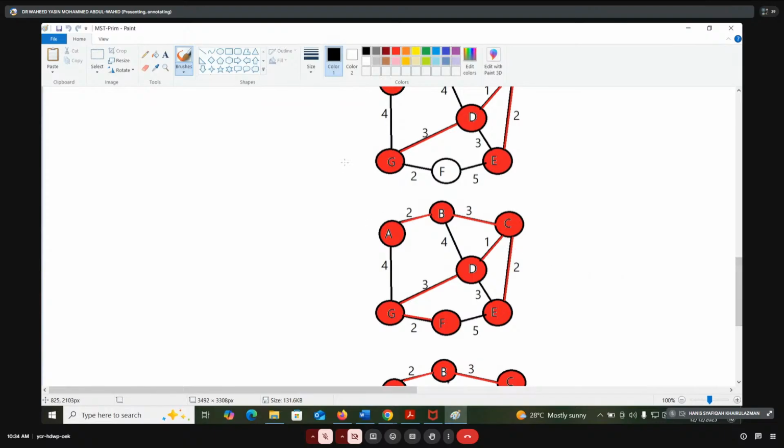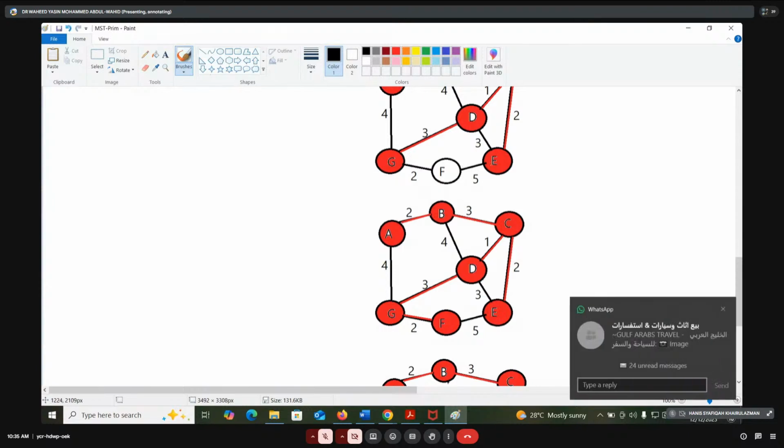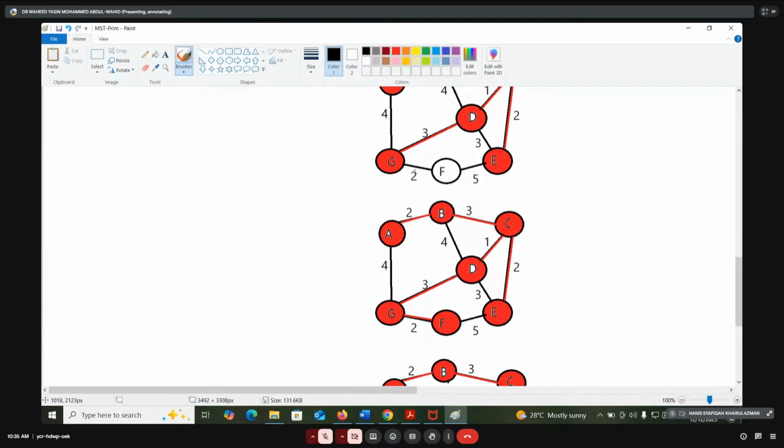Now here, from G I have 2. Here I have from G only 2, and from E 5, from G 2, from E 5. So here I have only 2 as the minimum, so I will select this one too.